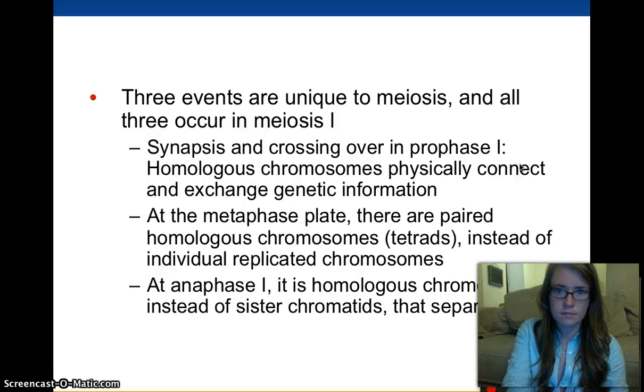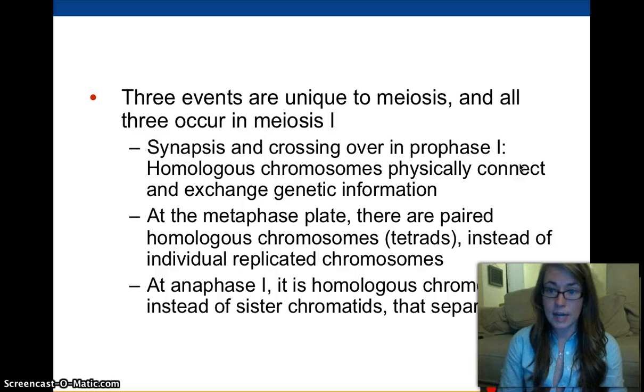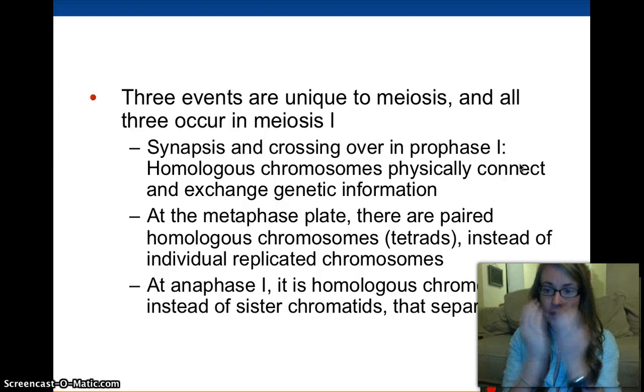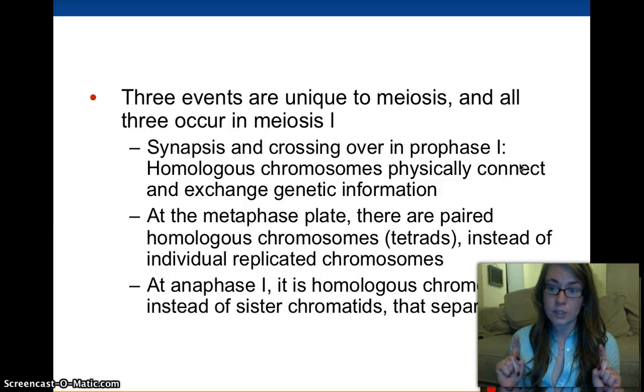There it is again. Okay, and there are 3 things that are unique to meiosis, and all of them happen in meiosis 1, because remember meiosis 2 is really similar to mitosis. So during prophase 1, the homologous chromosomes are pulled together, and remember they form a tetrad. Now, these 2 homologous pairs are going to switch genetic information. So they're shaped like X's, right?